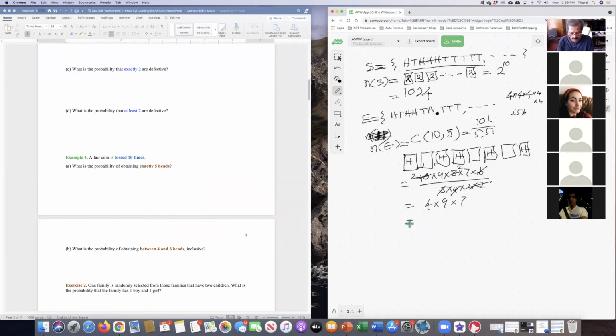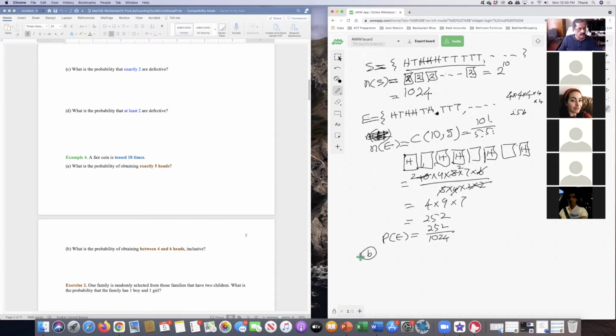So 4 times 9 times 7 is 252. Therefore, the probability of E is 252 over 1024. We would have to reduce that, but I'll leave it at that and go on to part B.